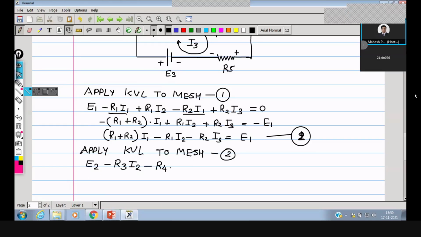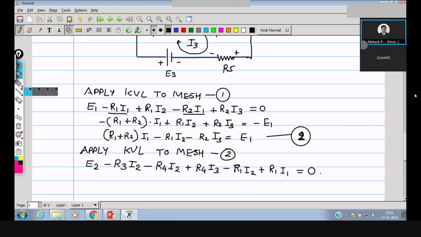R4: minus (I2 minus I3) into R4, plus R4 I3. Correct. Then R1: minus R1 (I2 minus I1), that is minus R1 I2 plus R1 I1. Okay, is equal to 0.